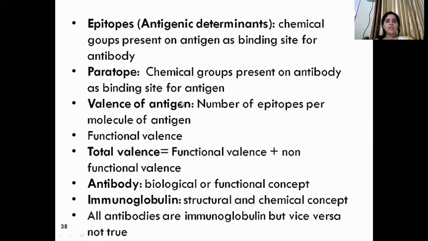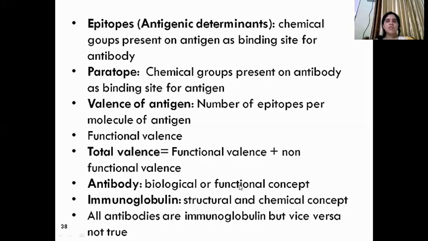Now valency of antigen, the number of epitopes present on one molecule of antigen is the valency of antigen. Now these antigen valencies are again classified into two groups, functional and non-functional. So total valency can be defined as functional valency plus non-functional. The non-functional valency means there are some epitopes which are hidden on the surface of the antigen and they are not available for binding. They are just present over it, but they are not available for binding. So those are known as non-functional valency.